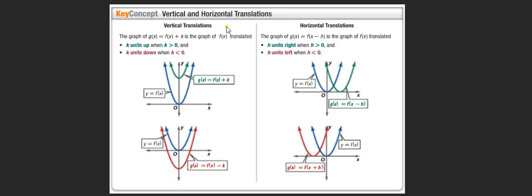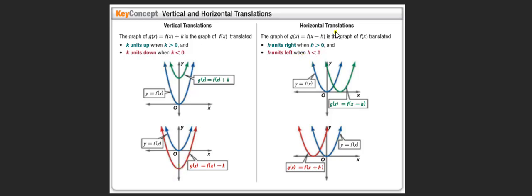Now let's talk about vertical and horizontal translations. Vertical translation happens when f of x, your parent function, has plus k. If k is positive, the parent function will move upwards. If k is negative, the parent function will go downwards. So that's a vertical translation.